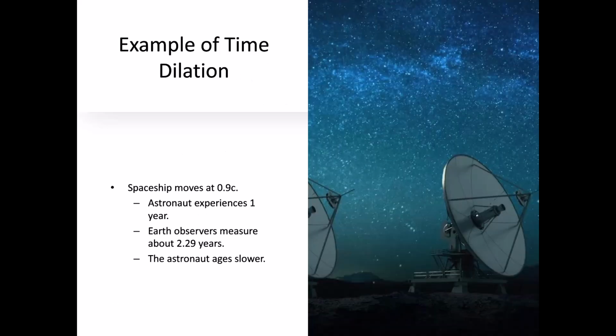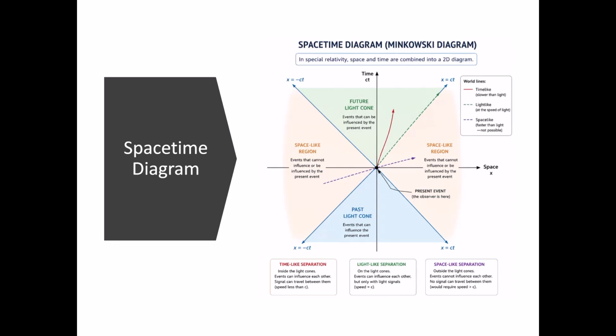Example of time dilation: a ship moves at 0.9 c, which means 0.9 times 3 lakh kilometers per second. An astronaut experiences 1 year, while the Earth observer measures about 2.29 years. Why does this happen? Because of the difference in speed. The astronaut's clock is slower, which is a fact to be noted here. This is the diagram of space-time. I will give you this diagram in the comment section below, and we will talk about it on the notepad screen.